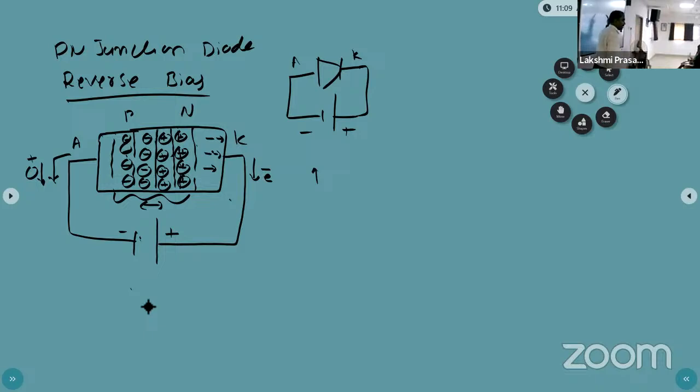With the p-type semiconductor and the n-type semiconductor, how many covalent bonds are there in this semiconductor? Four covalent bonds. And why four covalent bonds? Here four covalent bonds and here three covalent bonds. Here, by increasing the temperature in the diode.